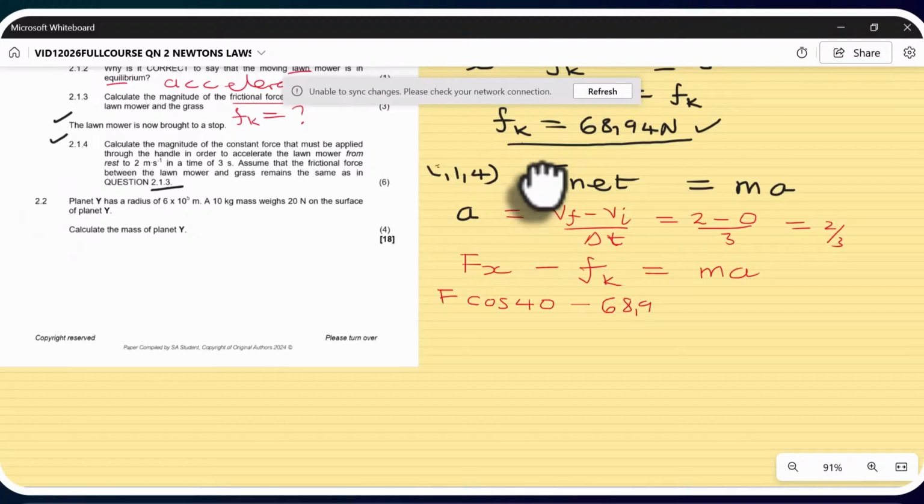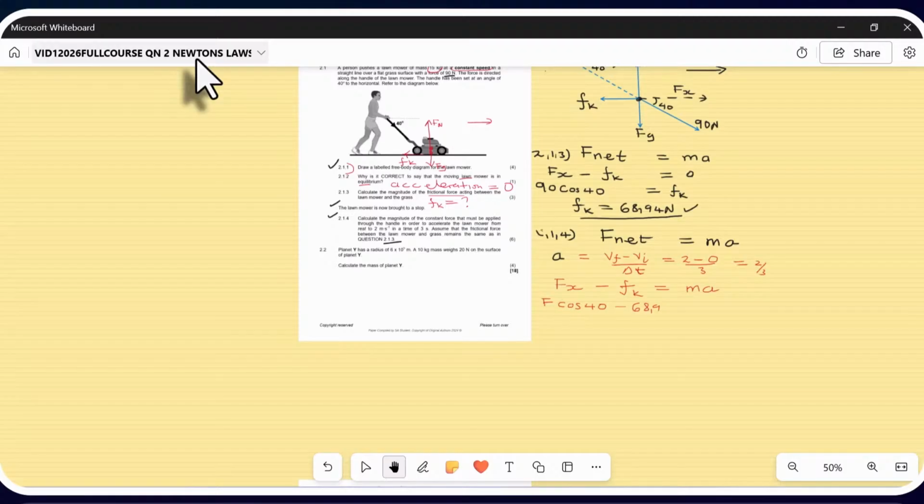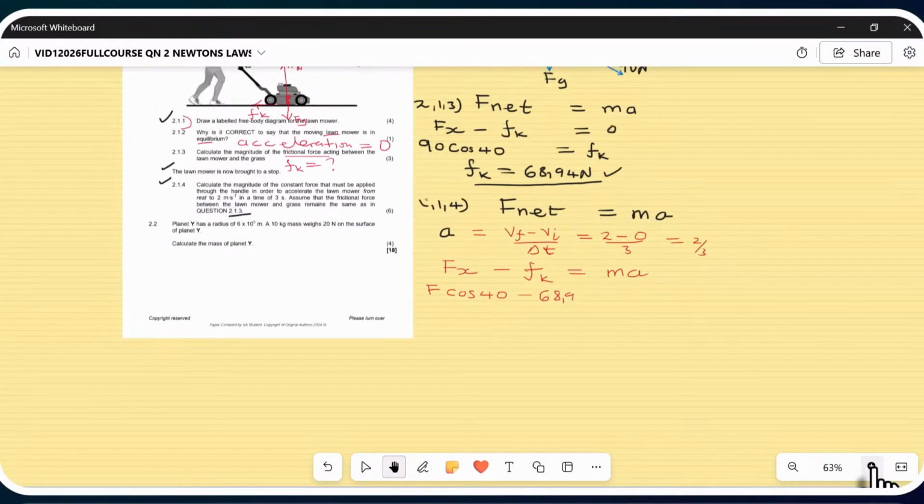68.94 should be equal to MA. Now the mass is 15, like you saw it up there. Acceleration we got 2/3, right? So 2/3 here. And then from here now, my F cos of 40 will be to the 10. Here I get 10, the 10 plus 68.94. 10 plus 68.94.